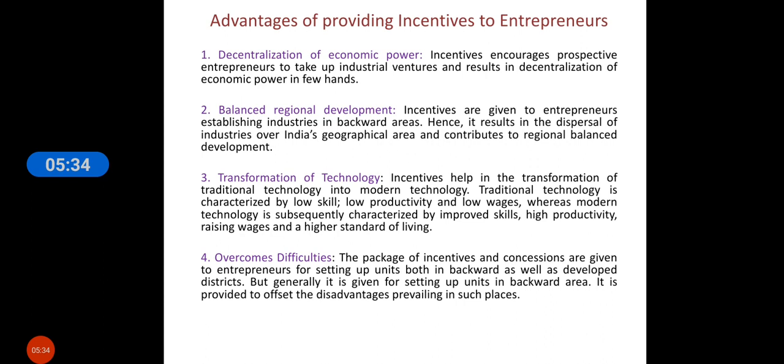Then overcome the difficulties. A package of incentives or concessions is given to entrepreneurs to set up a unit both in backward as well as developed districts. But generally it is given for setting up a unit in a backward area. Means in a backward area you get more incentive as compared to your urban area. It is provided to offset the disadvantages prevailing in such places generally.